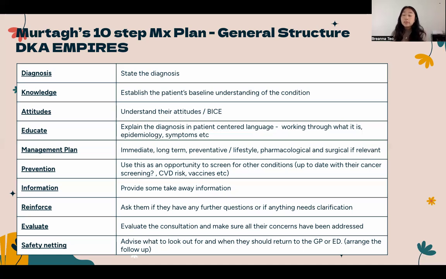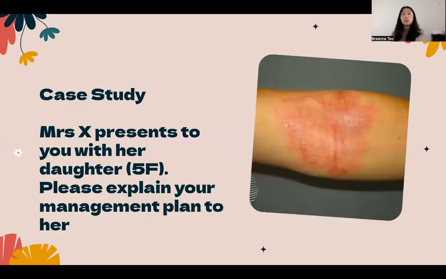Then we always provide some information. If you'd like, we can print out some information for you to take home and do some more reading on it. So just offer it. Reinforce, and ask them if they have any other questions before you end the consult. With safety netting, you always want to point out some red flag signs of when things might mean that they're deteriorating or the condition's getting more serious, and advise them to either come back to you as a GP or to go to ED afterwards.